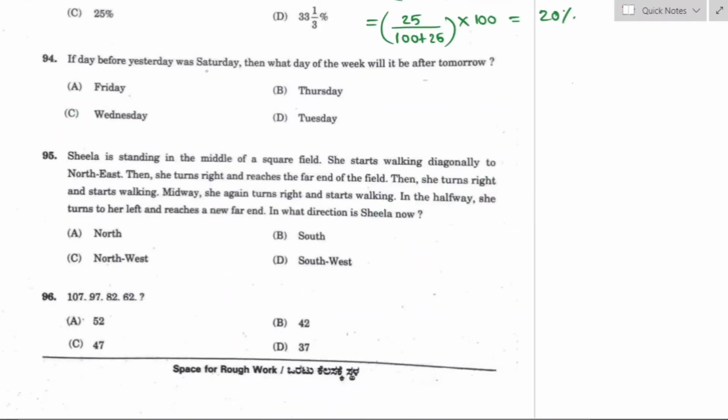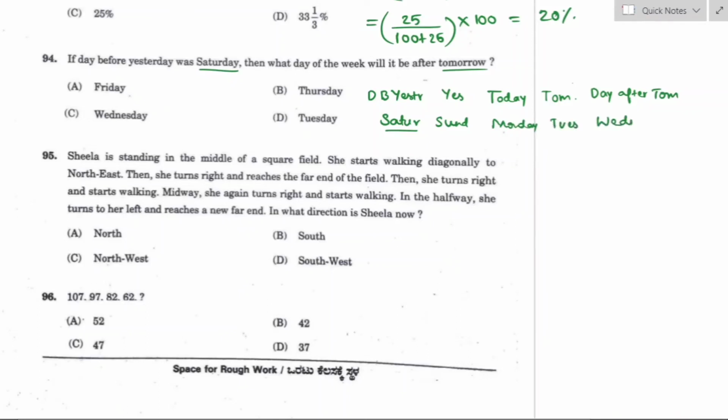Question number 94. If day before yesterday was Saturday, then what day of the week will it be after tomorrow? So it is given as day before yesterday as Saturday. So for day before yesterday it is Saturday, and yesterday will be Sunday, today will be Monday, tomorrow will be Tuesday, and day after tomorrow will be Wednesday. So what day of the week will be after tomorrow? So after tomorrow means it is day after tomorrow. It will be Wednesday. Option C is the right answer.